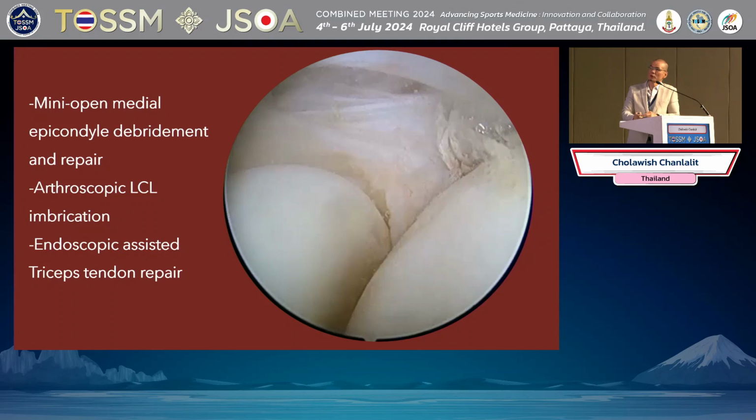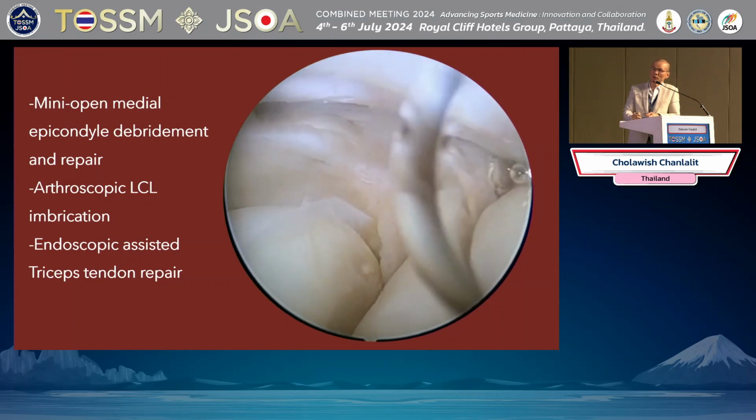So we do the arthroscope. Before that, I still cannot do the medial epicondylectomy by arthroscope, so I still use a mini open medial epicondyle debridement and repair the tendon, as Dr. Chichenok talked about on that topic. And then I do the arthroscopic LCL reconstruction and endoscopic assisted tricep tendon repair.